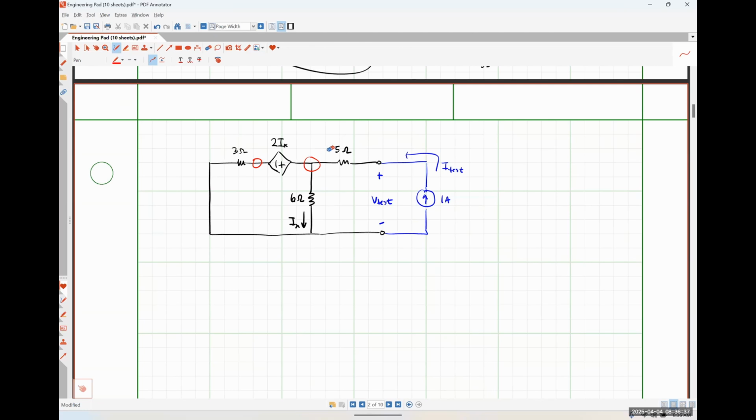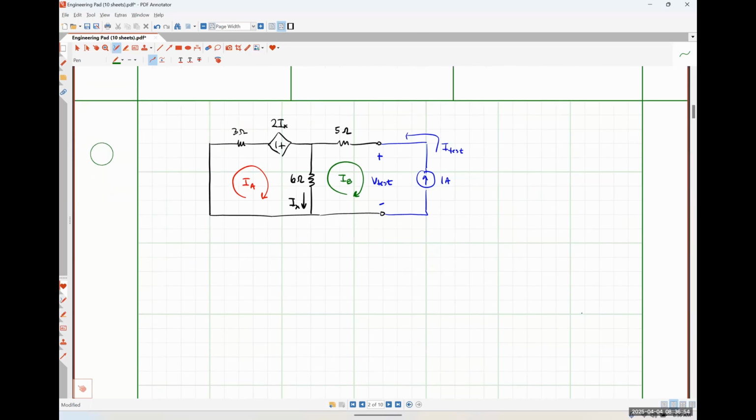All right, let's do mesh just because that was the first thing that was suggested. So here's my mesh current IA. Here's my mesh current IB. So once again, we should see that IX is simply IA minus IB. We do have a current source in this case, so we have 1 amp is going to be equal to what mesh current? Negative IB.